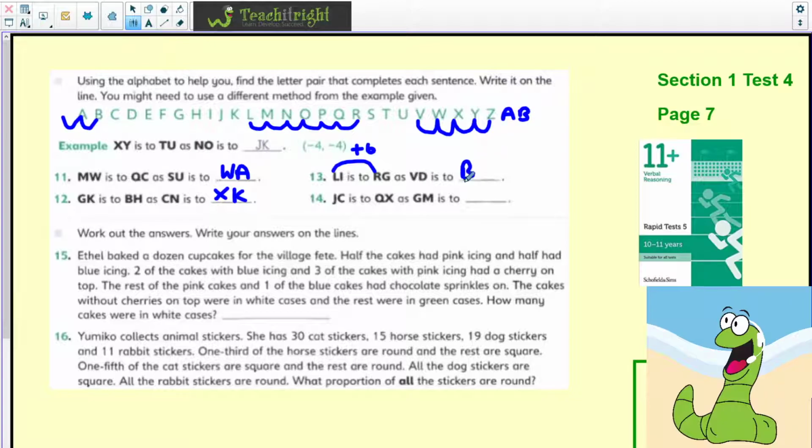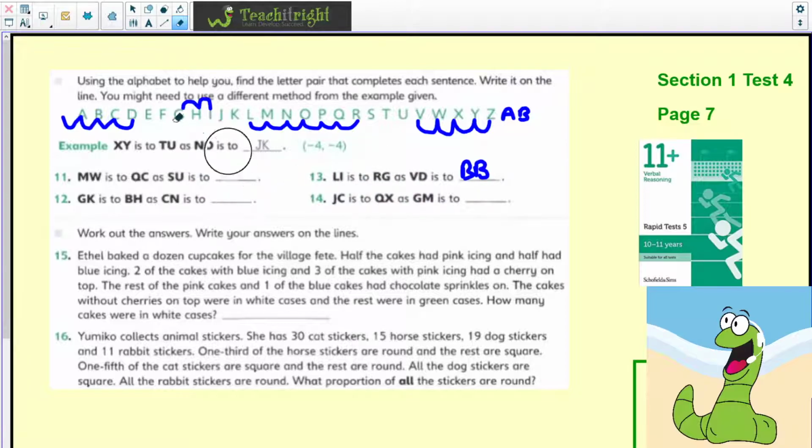the first letter. Now on the second letter, we're going to go from I to G. So 1, 2 backwards, so minus 2. Then if we get D, go backwards 2, 1, 2, I get B, so it's BB.